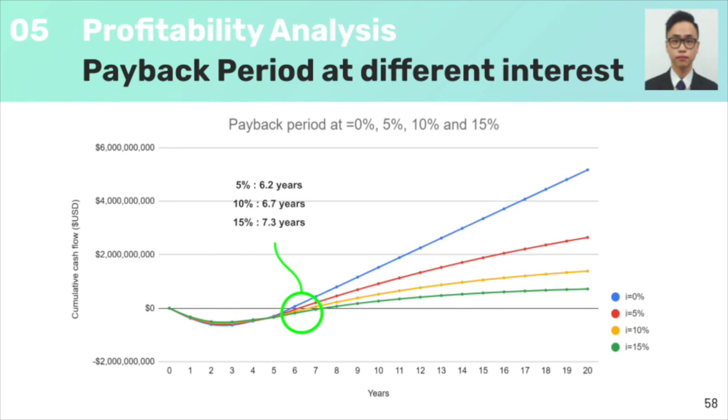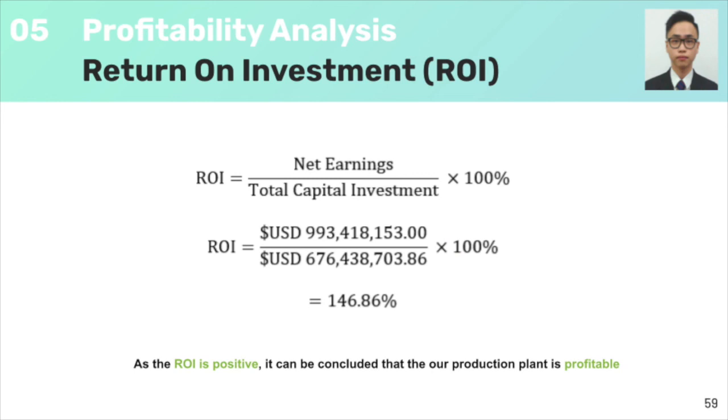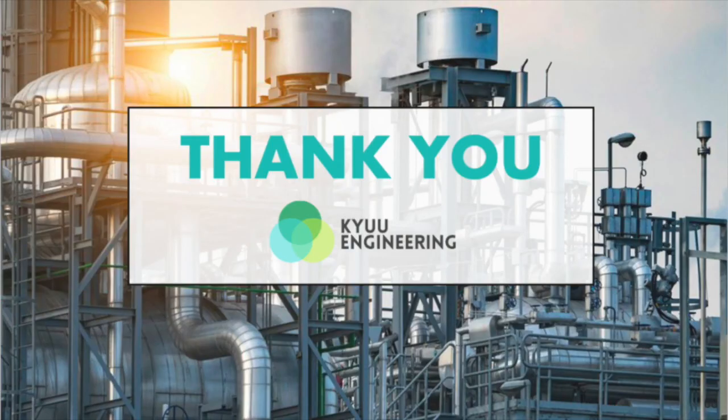The profitability analysis is done by calculating ROI. The project gives us a positive ROI, which indicates the total return has highly exceeded the total cost. Given a high ROI at a payback period of at most 7 years, our project is said to be very attractive to investors. That's all from our presentation.